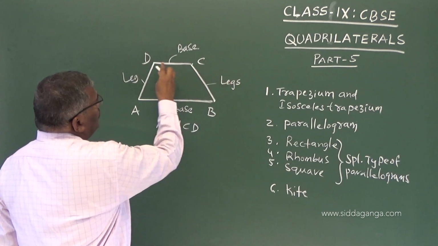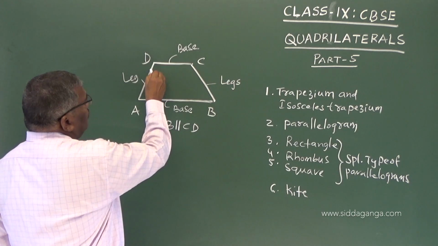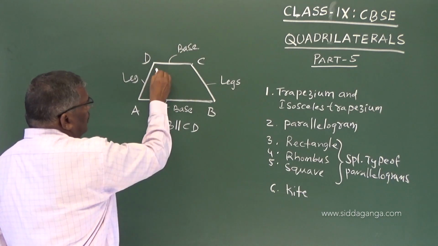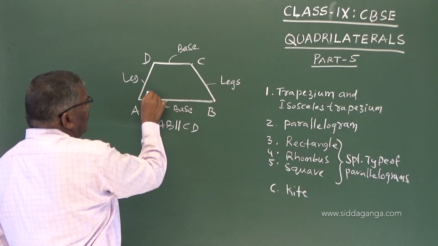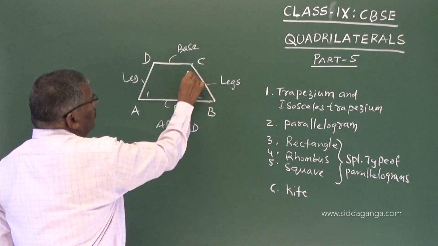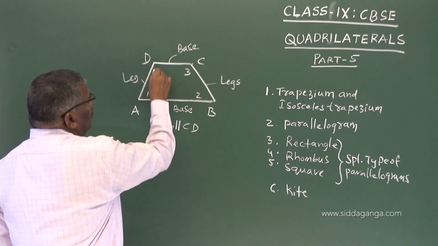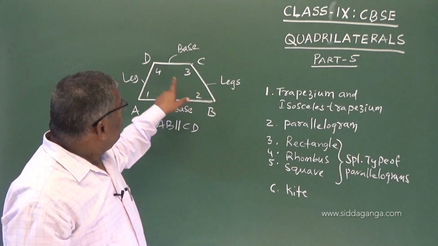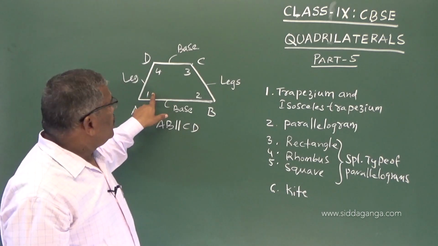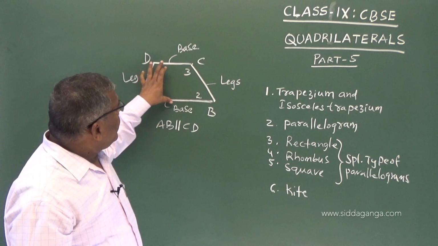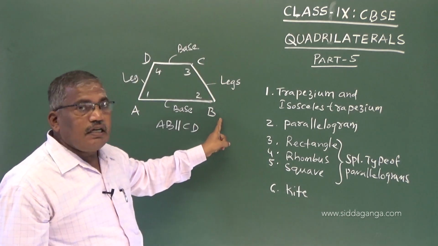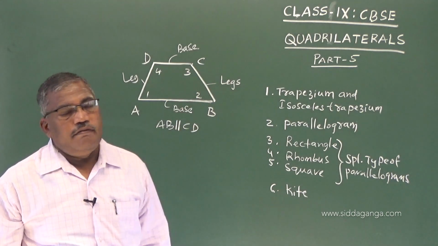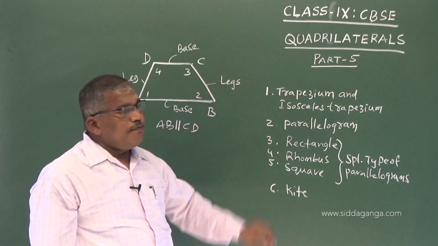These two are parallel. Therefore, because these two are parallel, if you consider this as the transversal, this angle, I will write for convenience 1, 2, 3, 4. 1 and 4 are interior consecutive angles. 2 and 3, again considering CB as the transversal here, are interior consecutive angles. So this is about the trapezium.